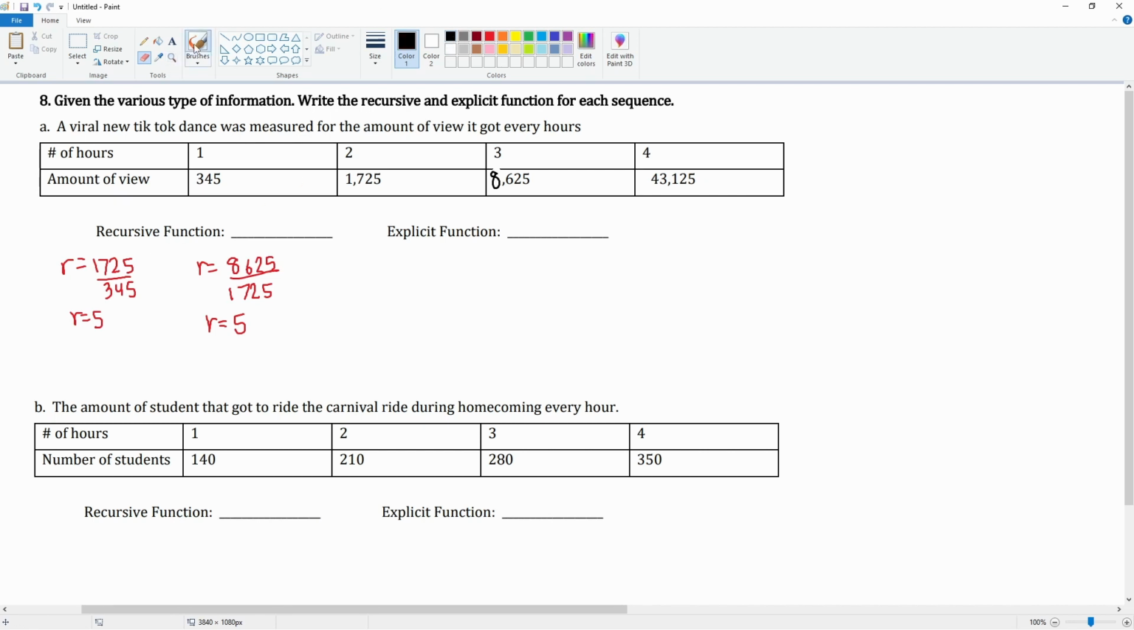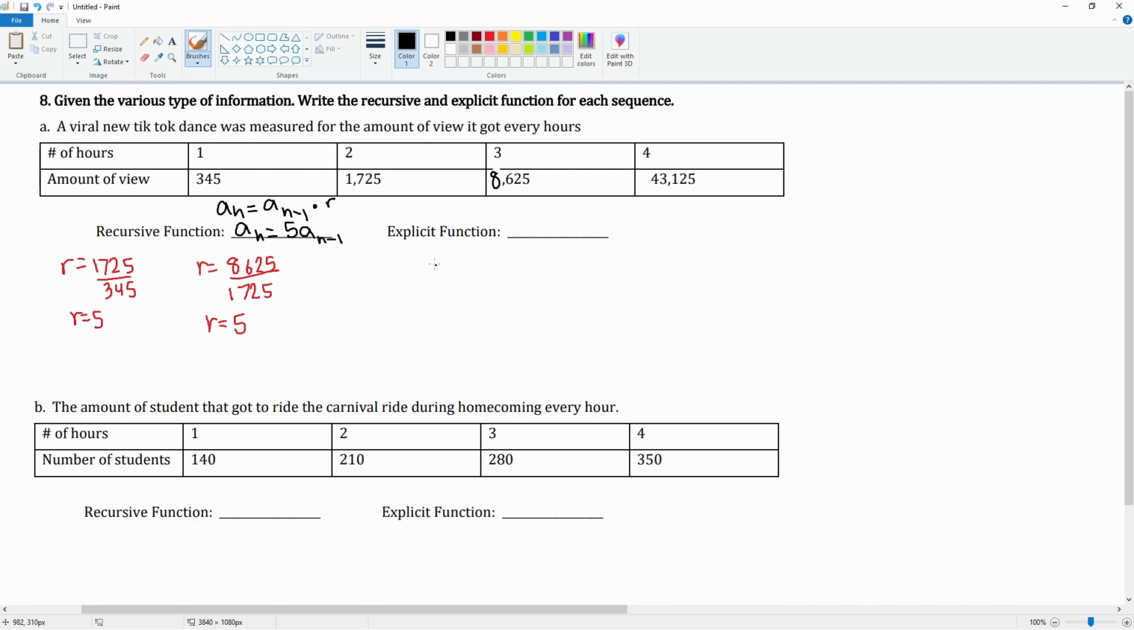All right, so the recursive formula is given as a_n is equal to a_(n-1) times r. So let's plug it in. a_n is equal to 5 times the previous term, a_(n-1). There you go, that's your answer.